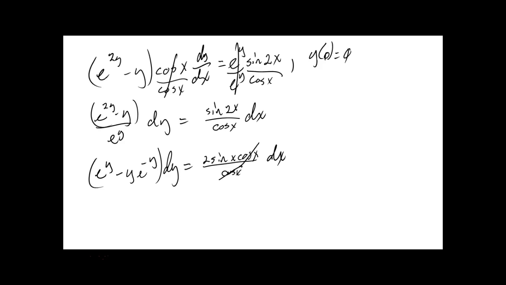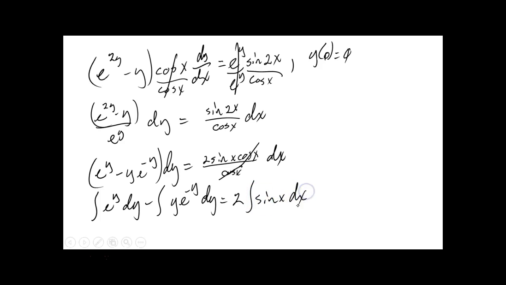The left-hand side still is a little bit of a problem. Not all of it is, but part of it is. So let's rewrite this as the integral of e to the y dy, that's the first part, minus the integral of y e to the minus y dy, and that's equal to 2 times the integral of sine x dx. Buy that? All right. This is pretty simple. This is e to the y.